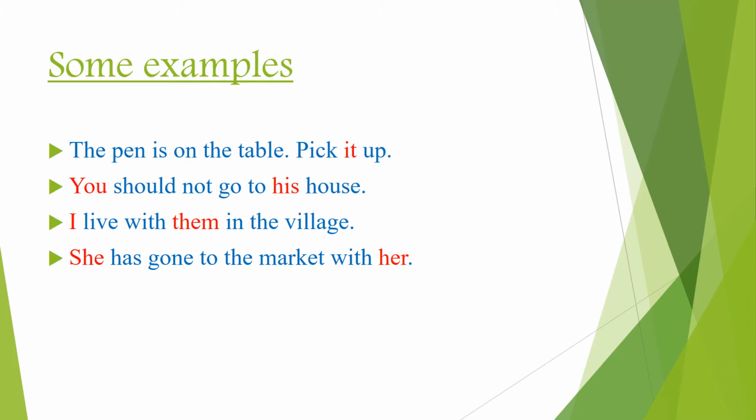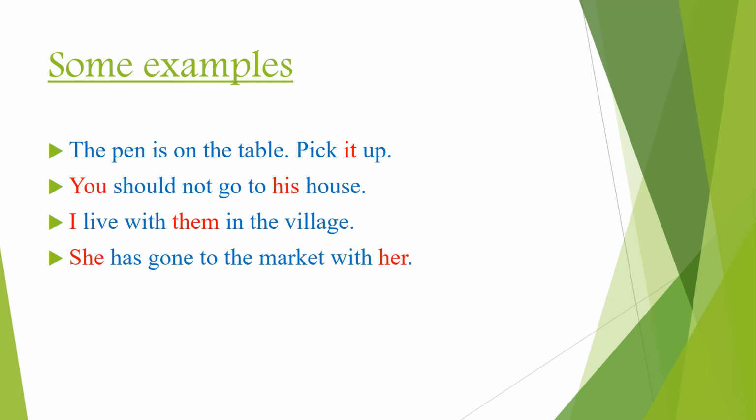Sentence number 2: You should not go to his house. So I am the speaker and I am telling you. So you is a second person pronoun. You should not go to his. His becomes the third person pronoun. So you should not go to his house. And I am the speaker, so I'm the first person, but I'm not mentioned in the sentence.